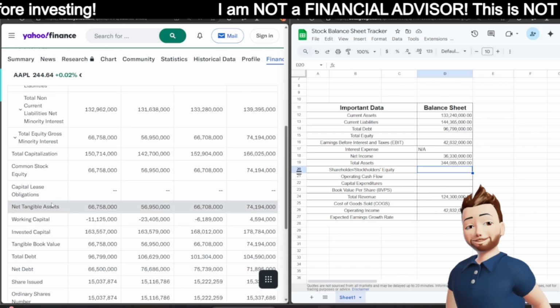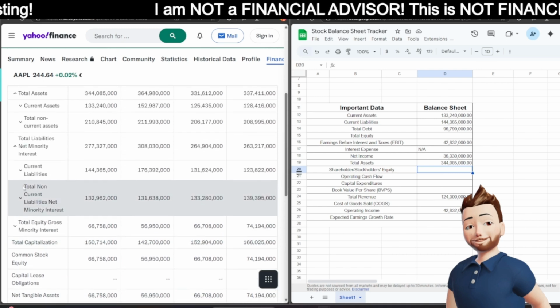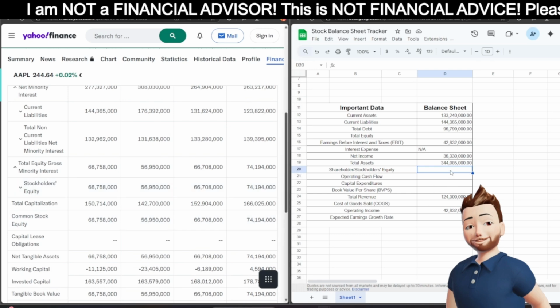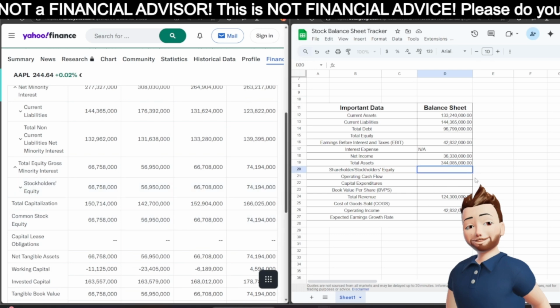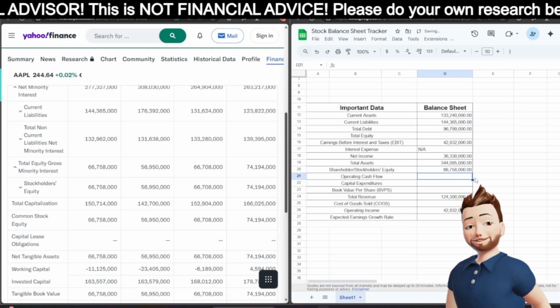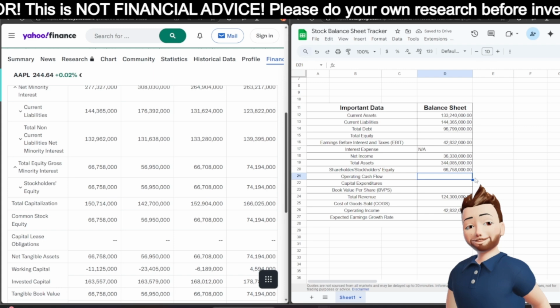Should be here somewhere. Total equity. I think it's under... oh, stockholder. There we go. These drop-down menus are crazy sometimes. So stockholders' equity, 66,758,000. Again, right now you're going to think to yourself, Fridge, what do half of these numbers mean?